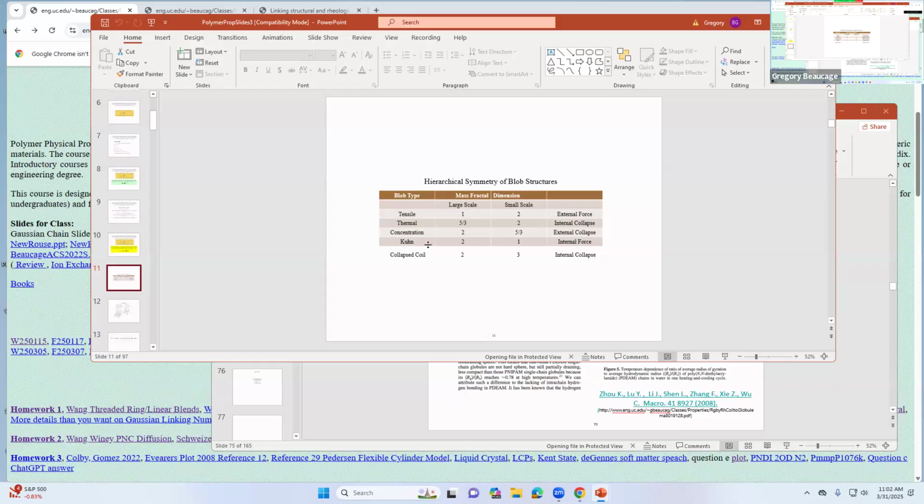So there's a tensile, thermal, concentration, Kuhn length, collapsed coil blob. Then there's also an electrostatic blob. So basically, it's just how you have scaling transitions within the coil that accommodate something you do to it, which is unique to polymers. So I'll talk about that next Monday or something, I guess.